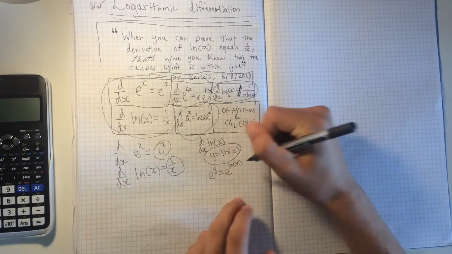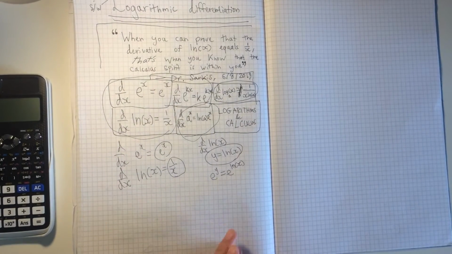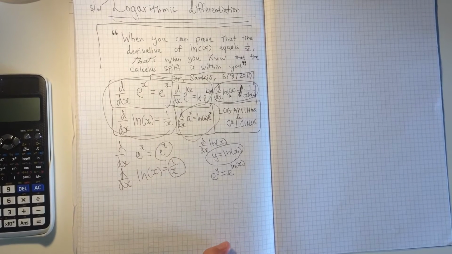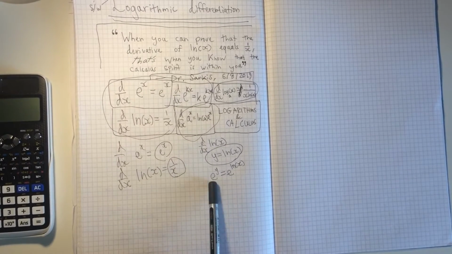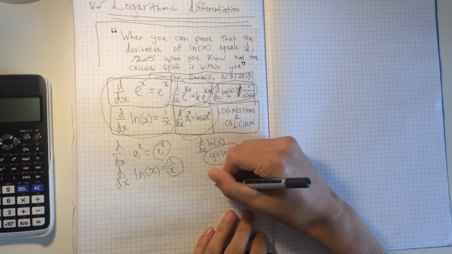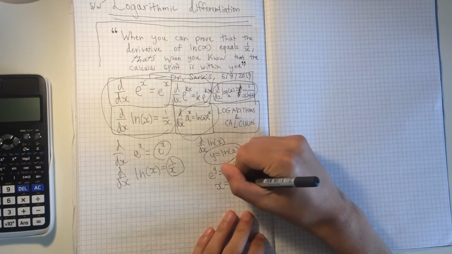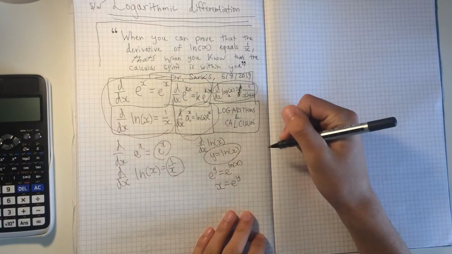Now e to the power of ln of x is the same thing as take e and raise it to the power of whatever takes e to x. So that's basically going to give you x. So x is going to be here, is going to be e to the power of y.